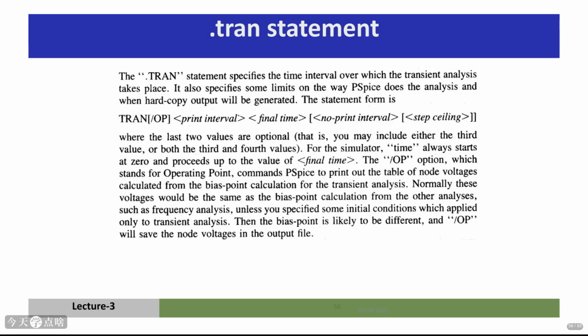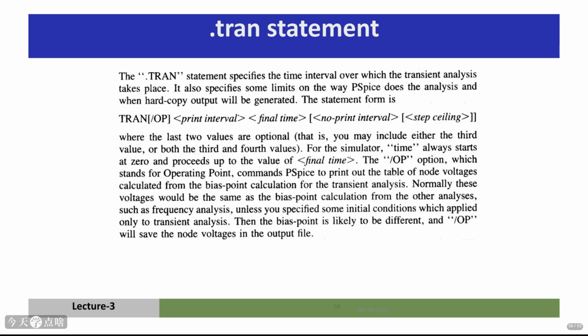To run a transient analysis, you use the .tran statement. The basic syntax is .tran/op print interval final time. The final time is mandatory. It tells the simulator how long to simulate. The print interval is optional. It specifies how often the results should be printed or saved.